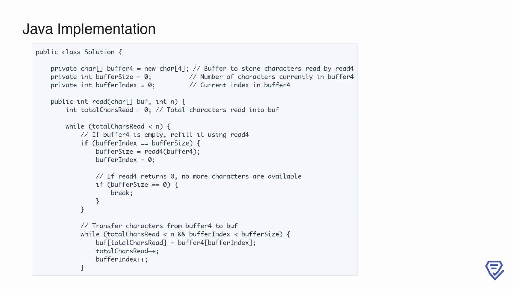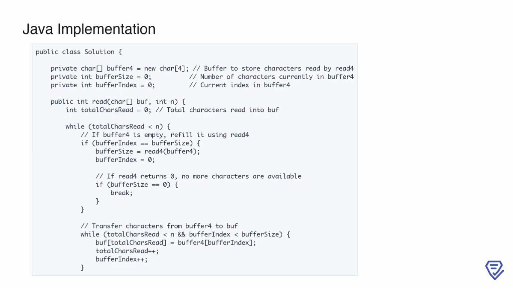Here, we start by defining a class called Solution, where we handle the logic for reading characters. To manage intermediate data, we declare a buffer array, buffer4, of size 4. This is used to temporarily store characters read by the read4 method. Alongside this, we maintain two integers, bufferSize, which tracks the number of characters currently stored in buffer4, and bufferIndex, which keeps track of the current position we're reading from within buffer4. Next, we define the read method, which takes a character array buff and an integer n as input.